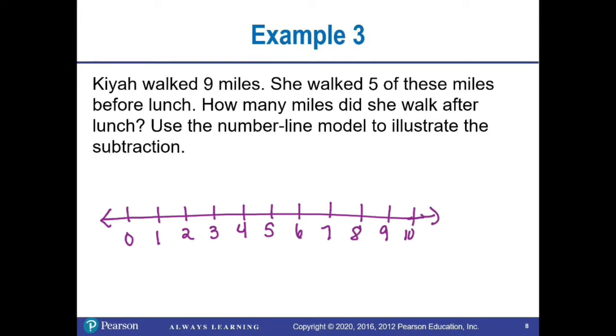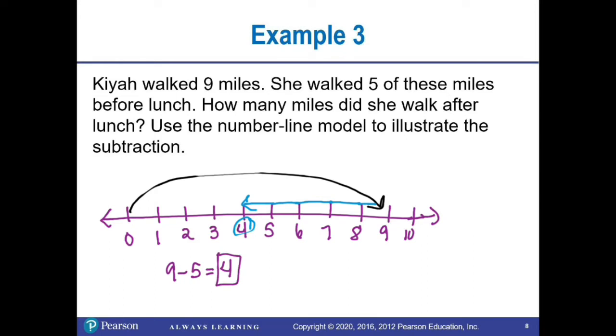Notice that Kaya walked a total of 9 miles. So for my first arrow, I start at 0 and I jump to 9 to represent that total of 9 miles. She walked 5 miles before lunch, and I want to know how many miles did she walk after lunch. So I'm subtracting the 5. I'm going to draw an arrow to the left that goes back 1, 2, 3, 4, 5 places. And so 9 minus 5 is 4.